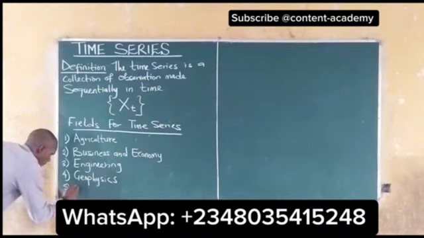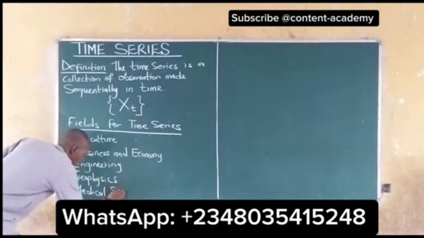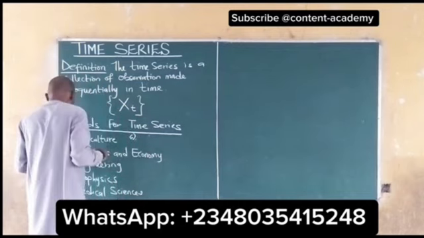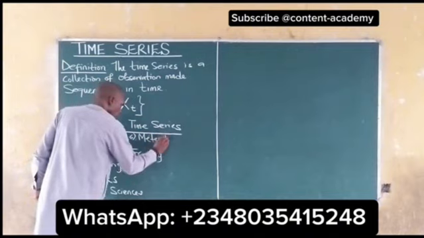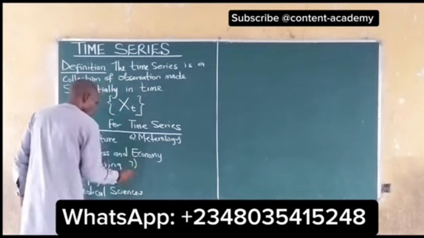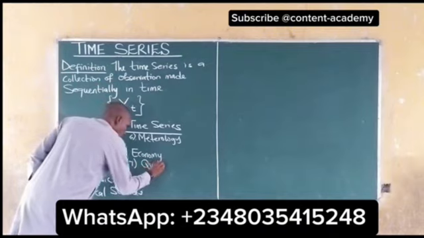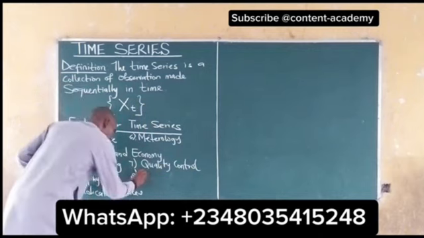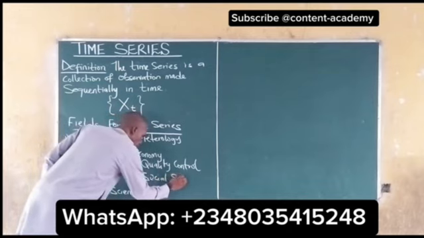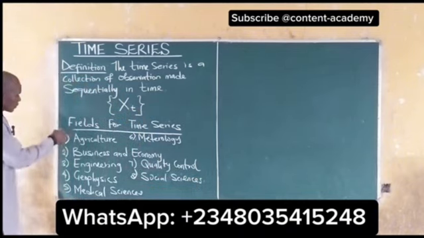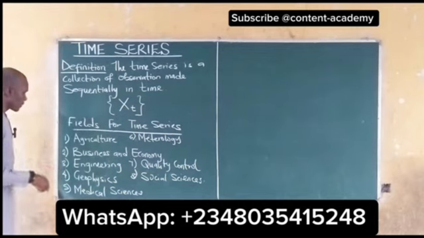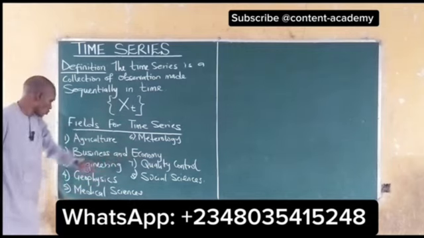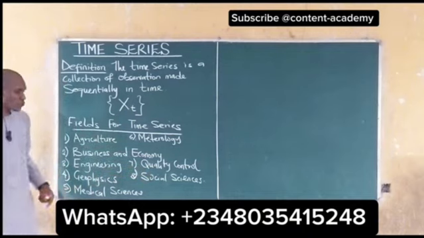Number 6, we can find time series in meteorology. Number 7, in quality control. We can also find time series in social sciences. So these are the areas or the fields where we can find time series: agriculture, meteorology, business and economy, engineering, quality control, geophysics, social sciences, medical sciences.